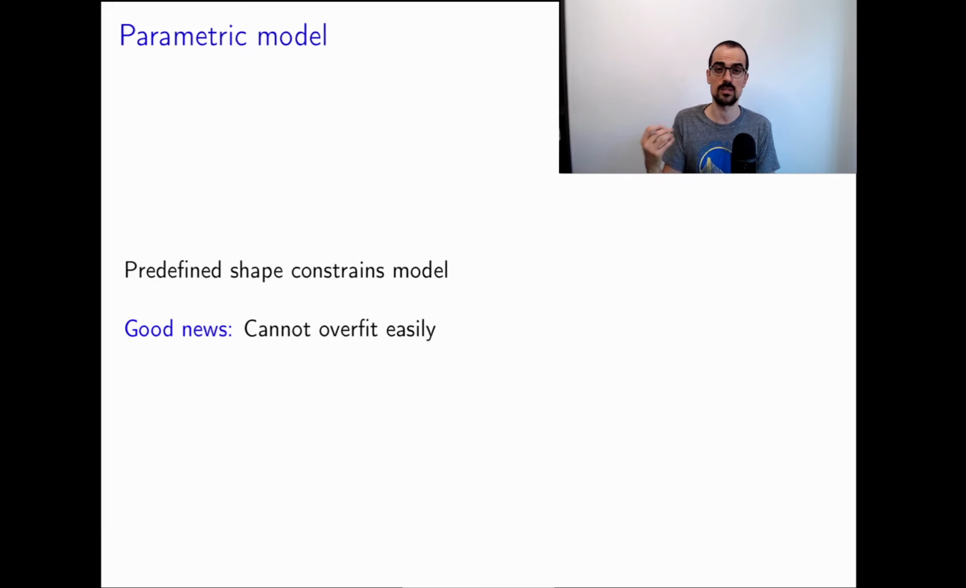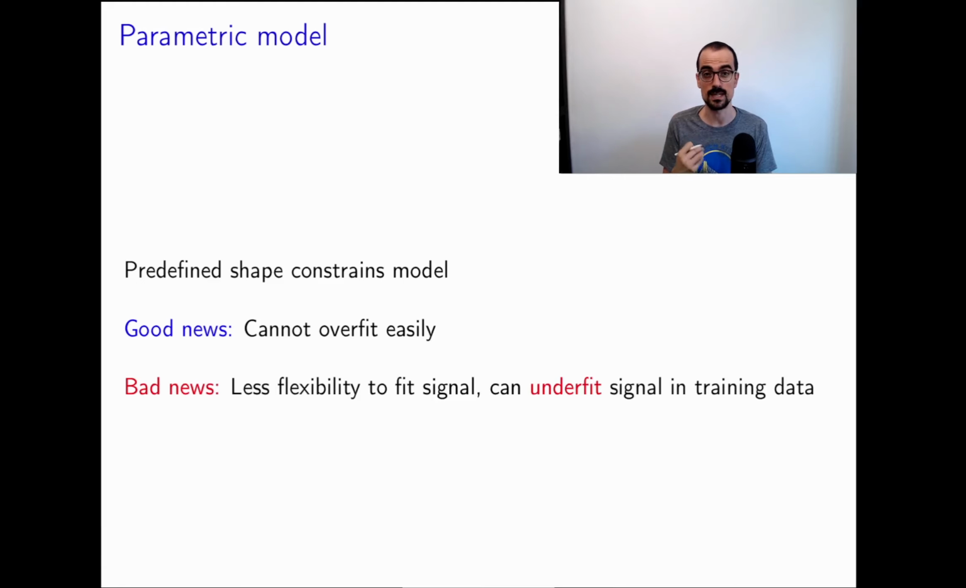So that's the good news, right? If there are some weird noisy fluctuations, the parametric model is not going to be able to overfit them. But the bad news is that if there is some meaningful structure that is not captured by the assumptions that you made when you derived the parametric model, you're not going to be able to capture it. And that is called underfitting, when you don't fit the training data well enough.